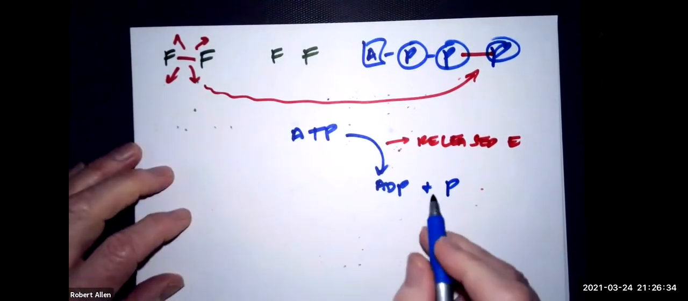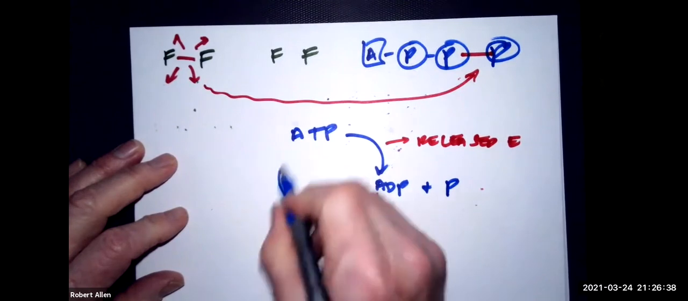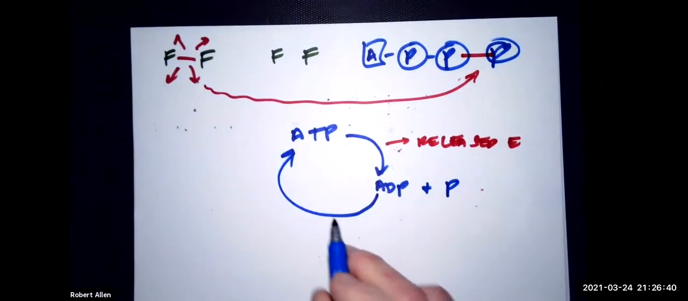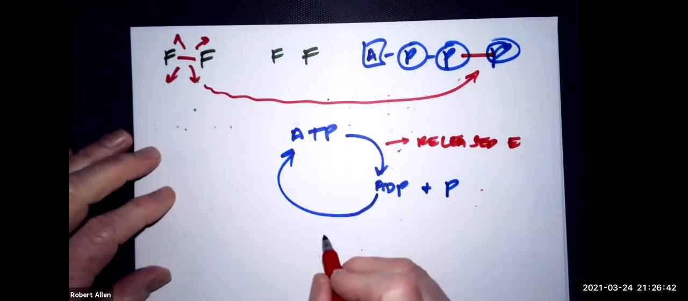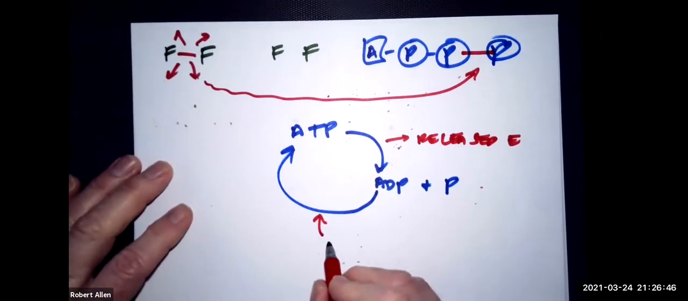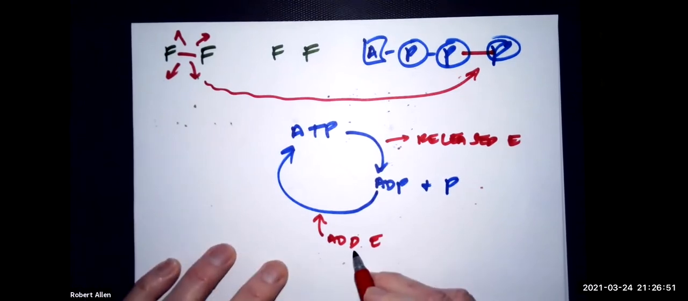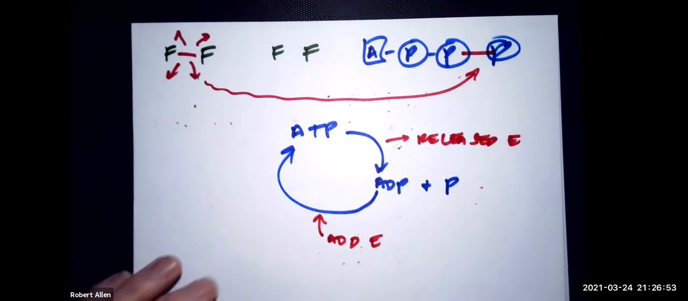All right, we're going to regenerate this. We're going to put that phosphorus back on and remake ATP, but we need energy from somewhere. So we need to add energy to it. Where does that energy come from? It comes from breaking down food.